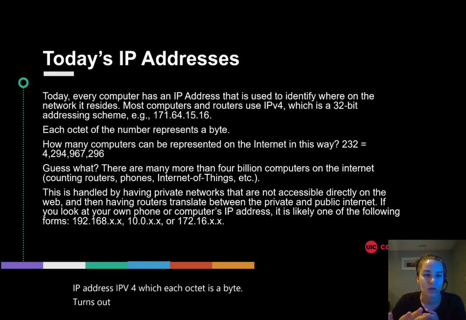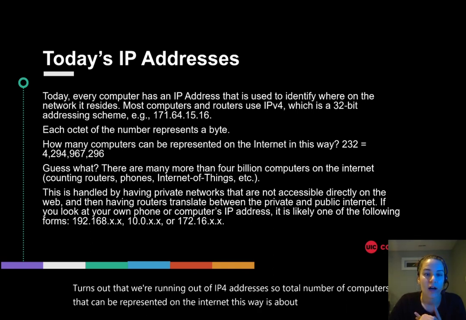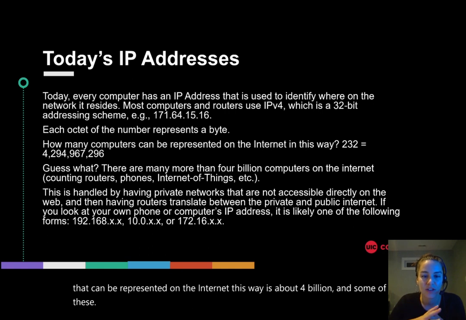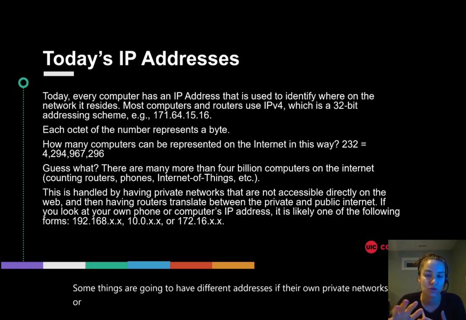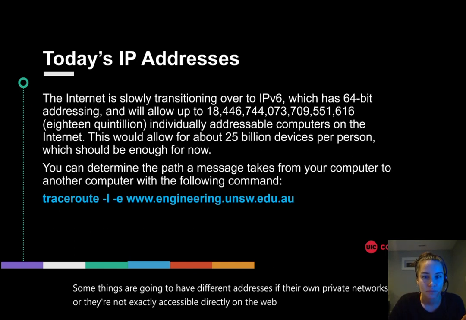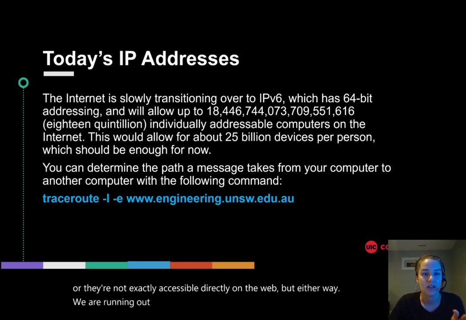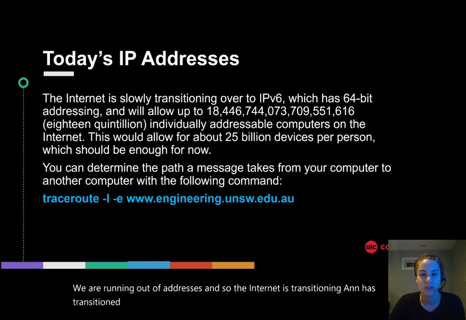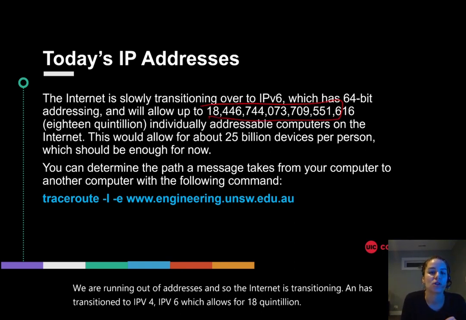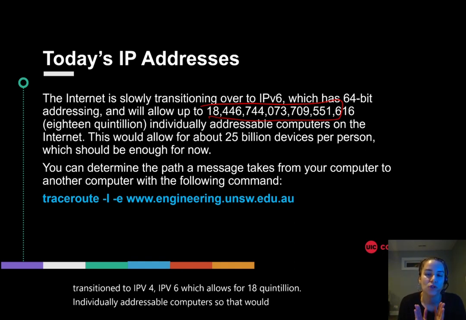I mentioned IP addresses, and I showed the IP address IPv4, in which each octet is a byte. Turns out that we're running out of IPv4 addresses. The total number of computers that can be represented on the internet this way is about 4 billion. Some things are going to have different addresses if they're on private networks or they're not accessible directly on the web. But either way, we are running out of addresses, and so the internet has transitioned to IPv6, which allows for 18 quintillion individually addressable computers. That would allow 25 billion devices per person, which should be good.